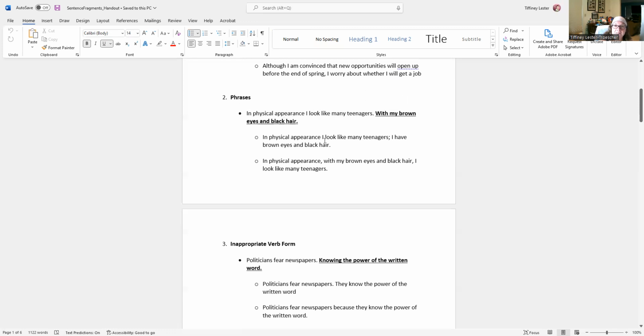You can fix this several ways. You could turn this into a sentence, right? In physical appearance, I look like many teenagers. I have brown eyes and black hair. I don't know if it's the most pleasing way to fix it, but at least it is grammatically correct now. We have a complete sentence here, and we have a complete sentence here.